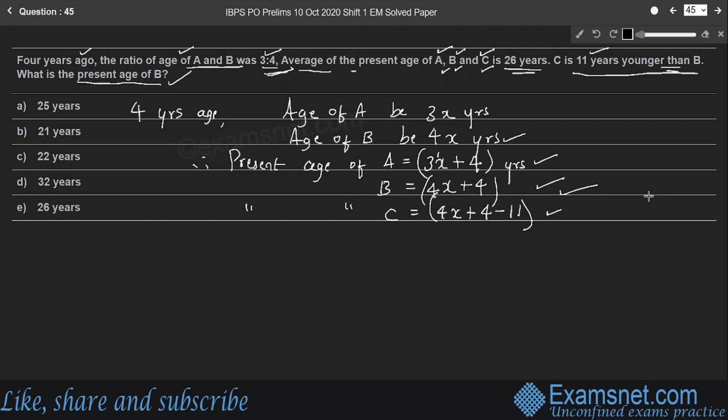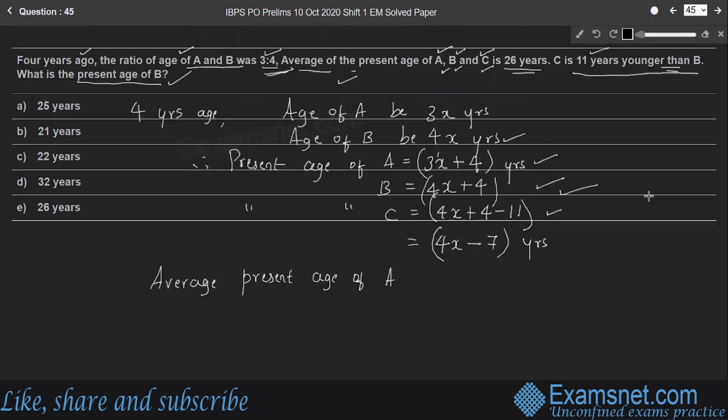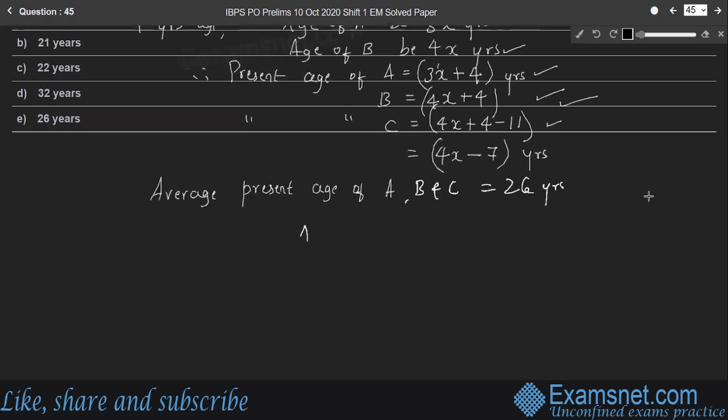Then we have to find the present age of B, which is 4x plus 4, substituting the value of x. Right? So here present age of A, B and C. B is 4x plus 4. C's present age will be 4x minus 7 years. Right? So it is given that average present age of A, B, and C is equal to 26 years. Right? So what is average? A plus B plus C whole divided by 3 is equal to 26 years.